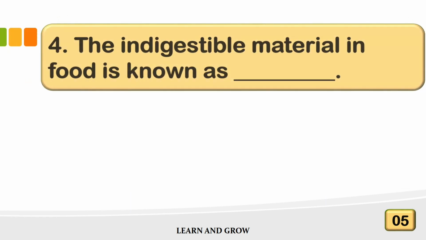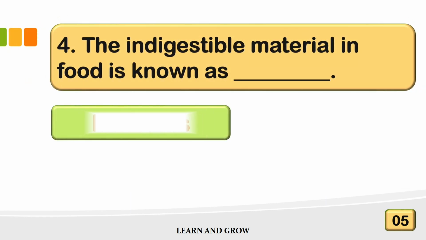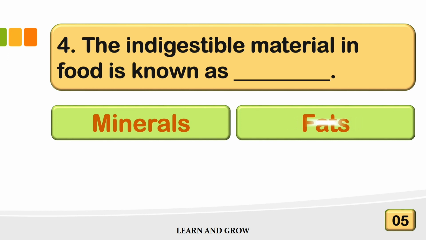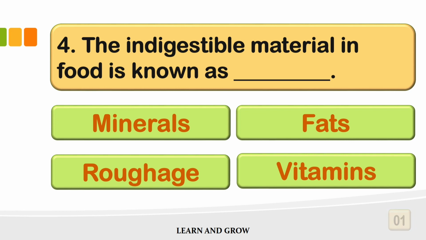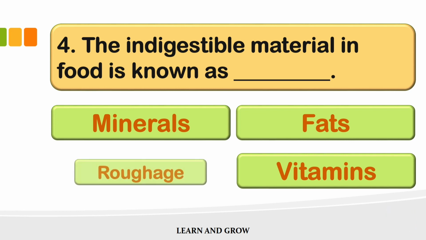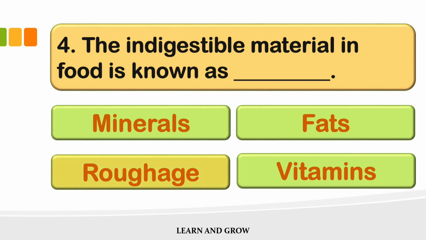The indigestible material in food is known as option A, minerals, B, fats, C, roughage or D, vitamins. The right answer is option C, roughage.